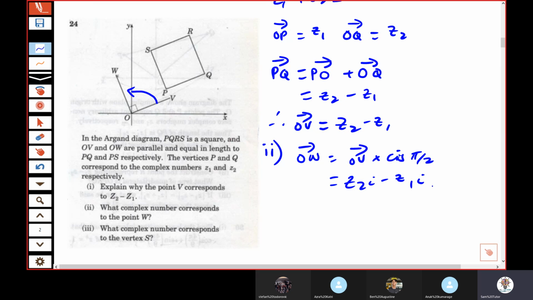Is everyone all good? Has Queenie joined or not? No? Z2 i minus Z1 i. So it might look, at first glance, a little complicated to you guys, but once you break it down, it's okay.